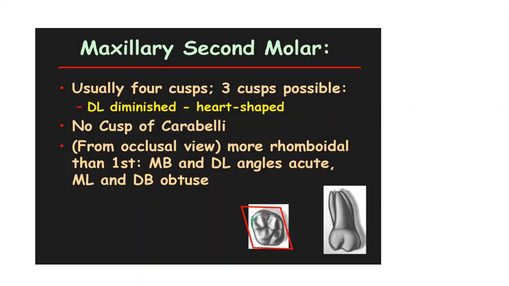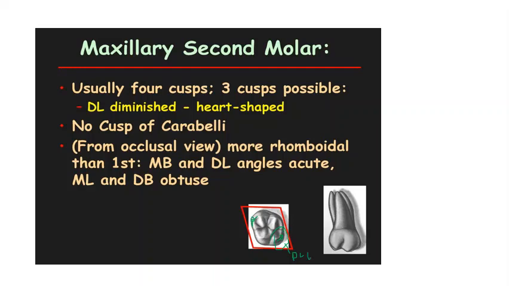So this line angle is acute, and the distolingual angles, this is the distal surface, and these are obtuse, right? So the angles are mentioned, and there is no cusp of Carabelli, as I have already mentioned, and we can see the diminished distolingual cusp. The distolingual cusp is diminished on the occlusal surface.